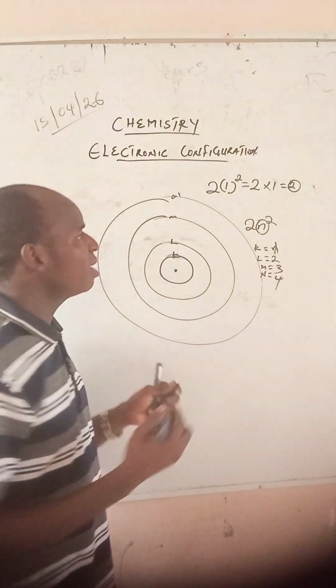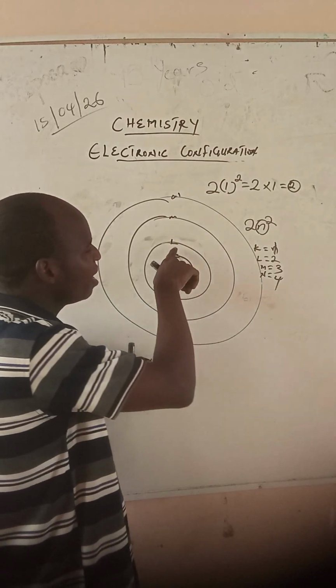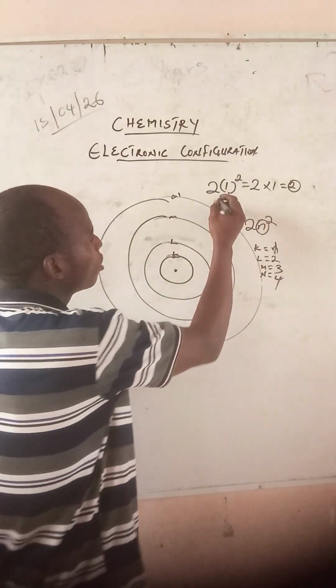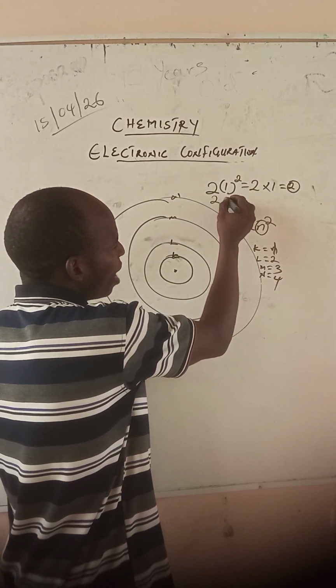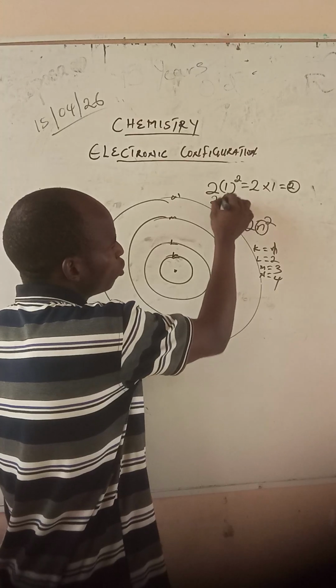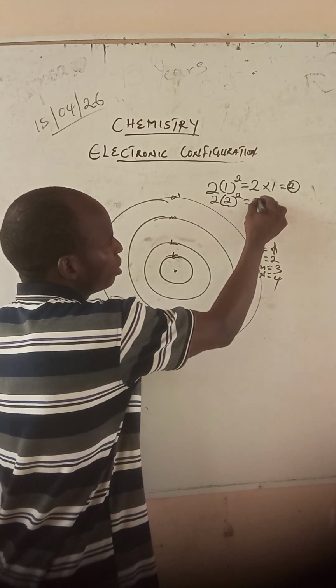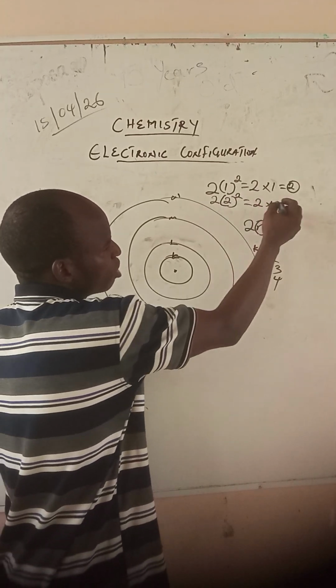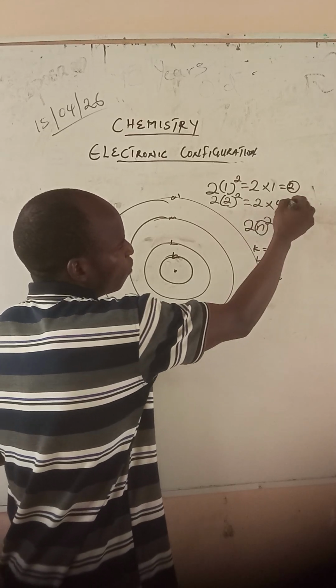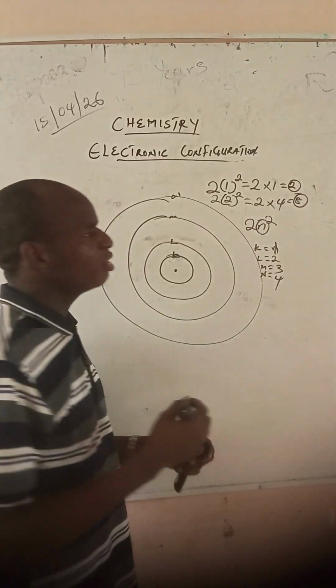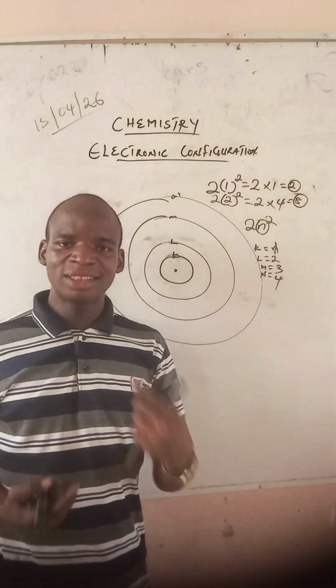Are you following? Now let's check the number of electrons the L shell can carry. Our n for the L shell is 2. So this is 2 × 2², which is 2 times 2 times 2, that is 2 times 4, which is 8. So our L shell can carry 8 electrons.